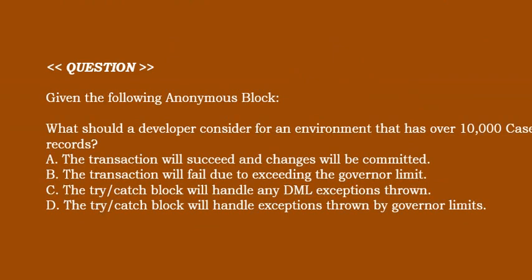Next question is, given the following anonymous block, what should a developer consider for an environment that has over 10,000 case records? Option A. The transaction will succeed and changes will be committed. Option B. The transaction will fail due to exceeding the governor limit. Option C. The try-catch block will handle any DML exceptions thrown. Option D. The try-catch block will handle exceptions thrown by governor limits. Correct answer is option A.